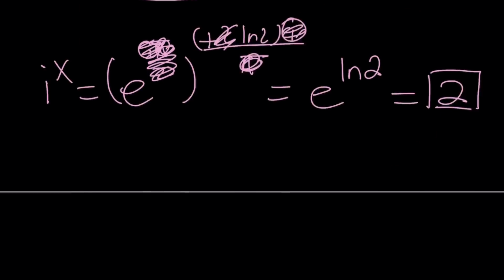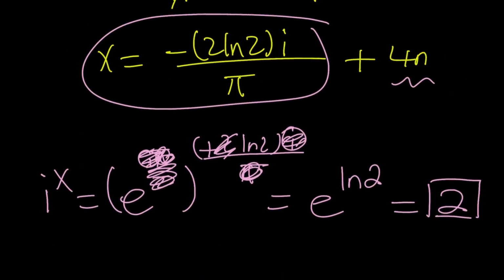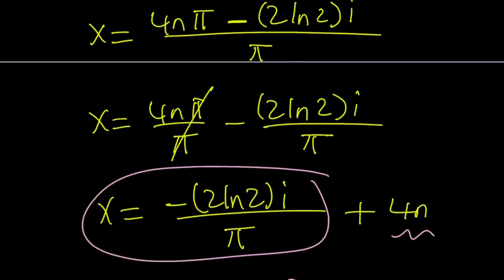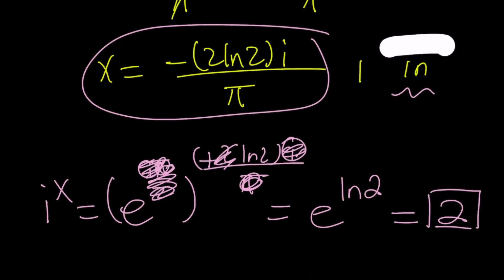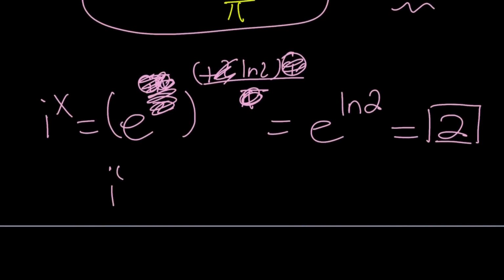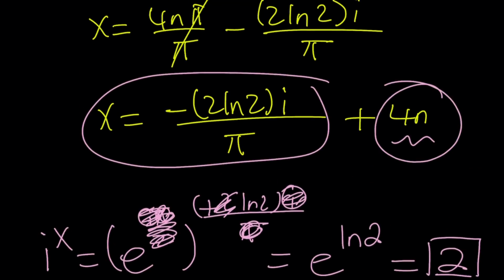Let me tell you what is going on. When you go ahead and raise i to the power x, and you had this piece, e to the power something, plus 4n, now you can write it as e to the power something times i to the power 4n. To keep a long story short, when you get i to the power 4n, it's just going to be i to the power 4 to the power n, which is 1 to the power n, which is 1. So that's not going to change the answer, but we still have to have it there because we have to find all the solutions. Okay, great.